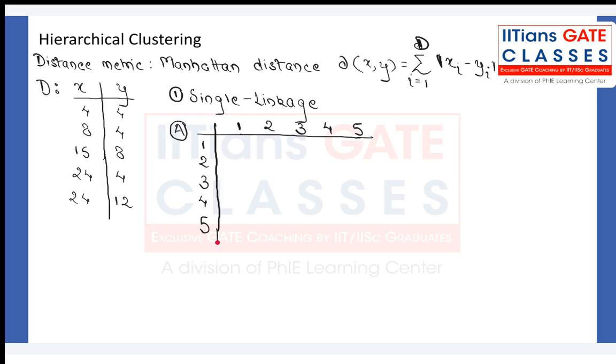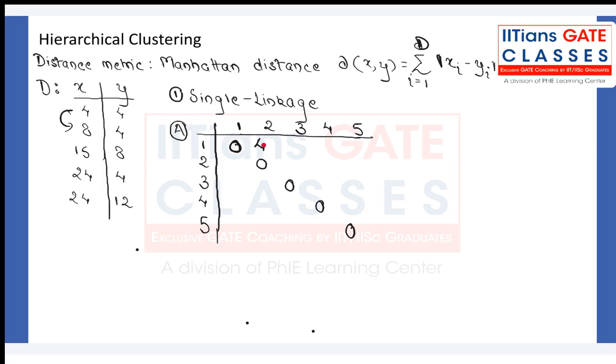It's very simple to know that the principal diagonal of this matrix will contain zeros, because the distance of point 1 to 1 is 0, point 2 to 2 is 0, point 3 to 3 is 0, point 4 to 4 is 0, and point 5 to 5 is 0. Now, what should you fill in the rest? You should fill in the distance between points 1 and 2, p1 and p2, using the Manhattan distance. If you calculate, you get the answer as 4.